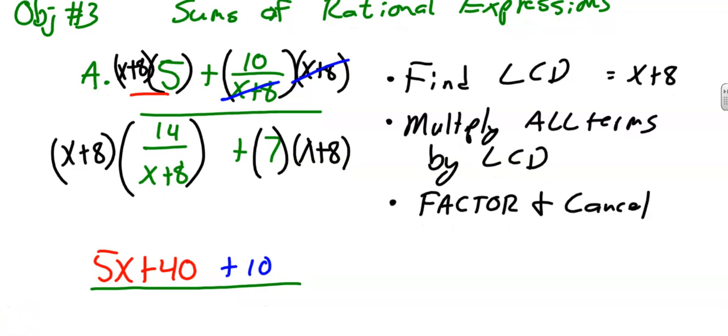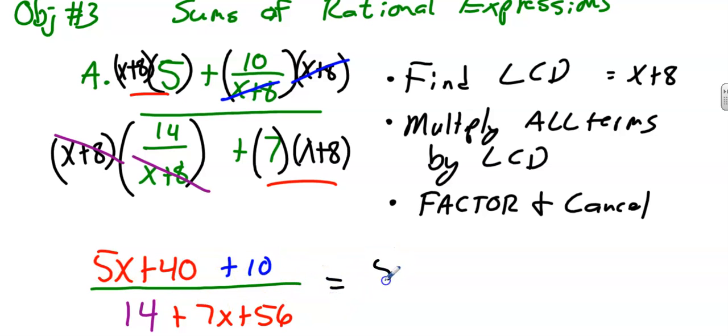Okay, on the bottom, that x plus 8 cancels that x plus 8, leaves you with a 14. And then for this part, you've got just 7 times x plus 8, so go ahead and do that. You've got 7 times x and 7 times 8. Okay, now all the fractions are gone. I mean, you still have the one big fraction that's here, but now you just work on the numerators. You've got 5x plus 50. On the bottom, you have 7x and 70.